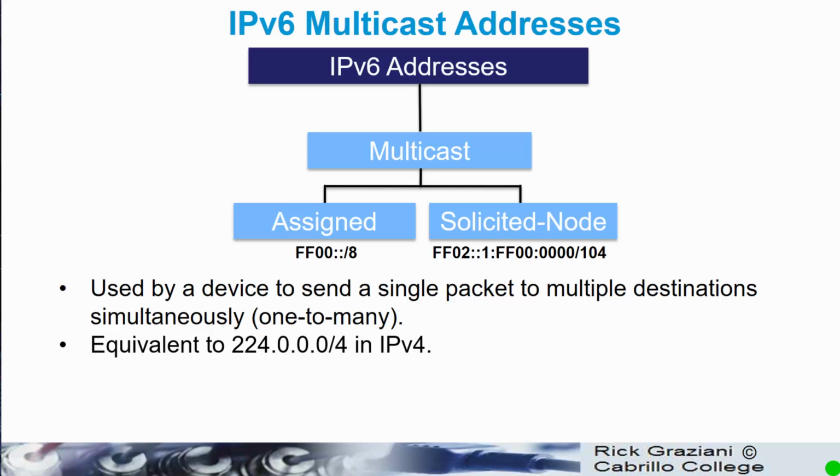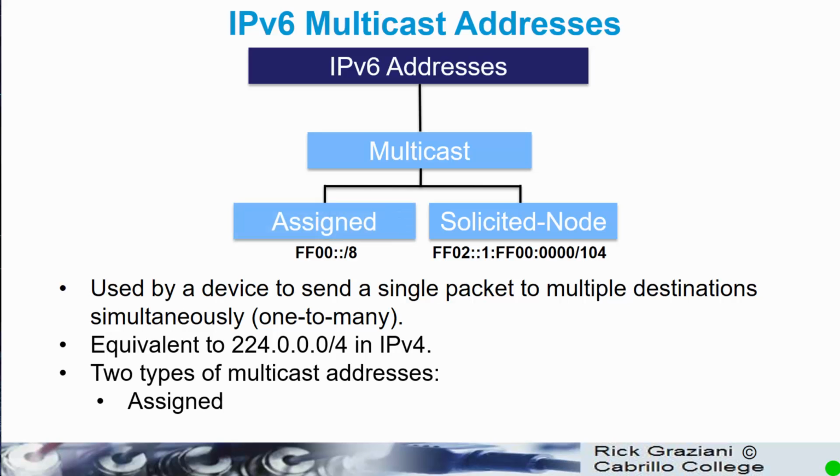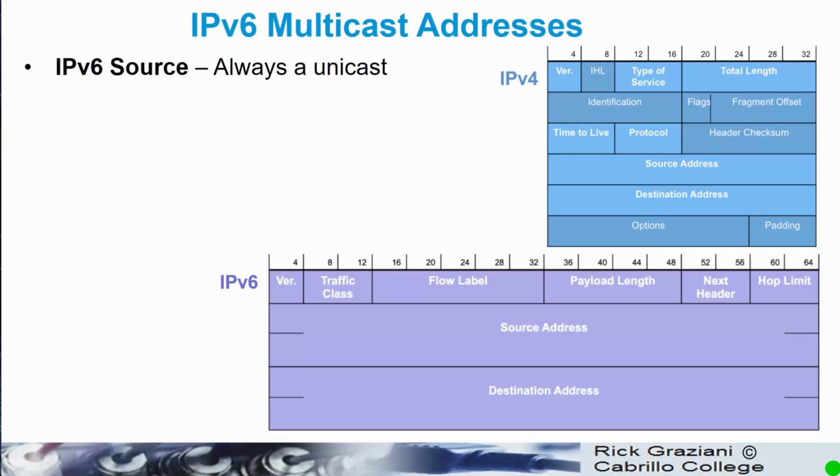So it is equivalent to 224.0.0.0/4 within the IPv4 network, technically a class D used for multicast. There are two types, again, assigned and solicited nodes. I want to get a little bit more into that later in this chapter.